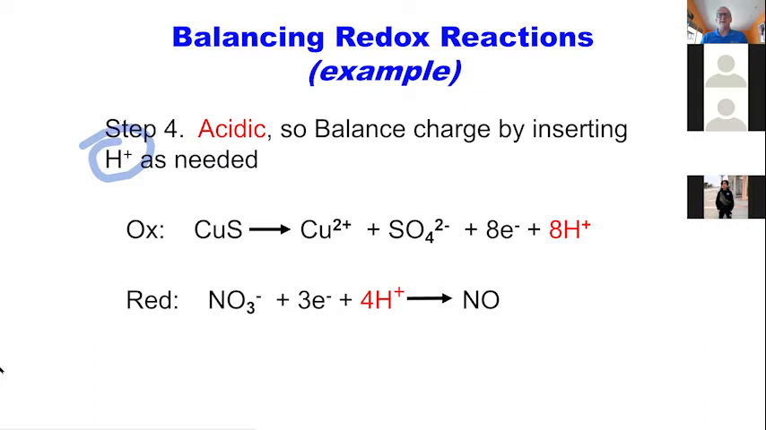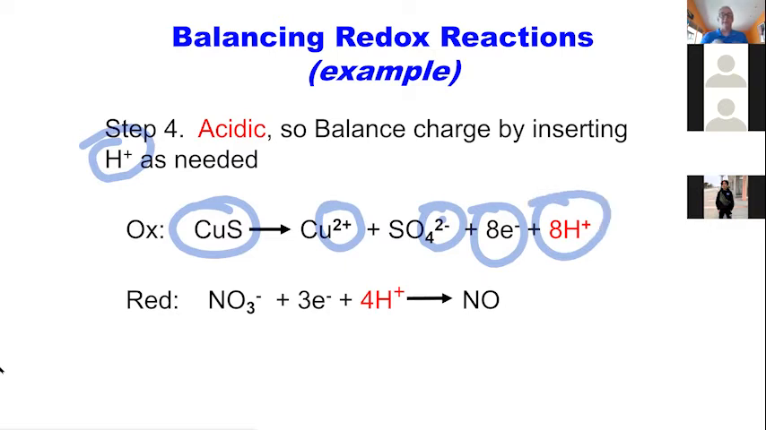So we need to balance out the charges. On the oxidation reaction, on the reactant side, there's no charge, so there has to be no charge on the product side. So we've got +2, -2, so those two balance. We got -8 for our 8 electrons, so we need 8 protons. So we have 0 charge on this side, 0 charge on that side.